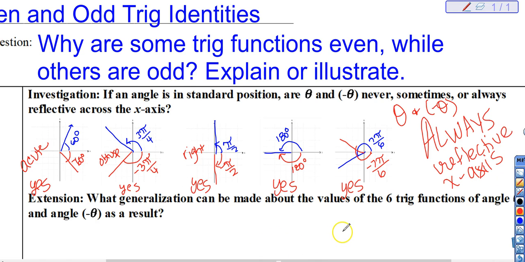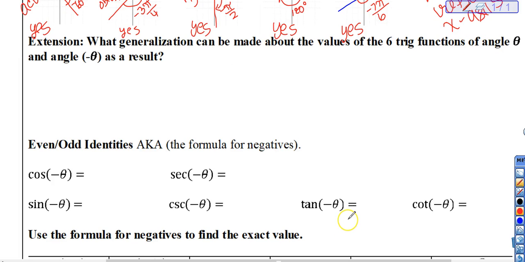Okay, so let's extend that out. So remember what our goal is. Our goal is to determine which of our functions are odd or even. So what did that study have to do with anything in regards to odd or even? Well, we have to employ some other things that we know. So let's talk about all our functions. So what generalization can be made about the values of the 6 trig functions of angle theta and angle negative theta as a result? So we'll study them with their reciprocals. So I'll start with the sine function.